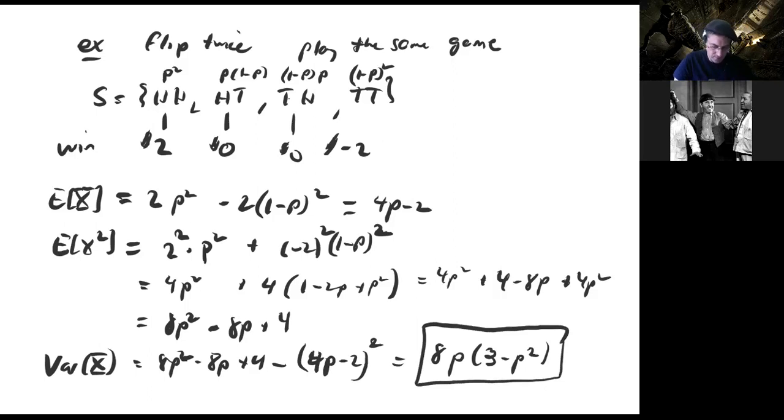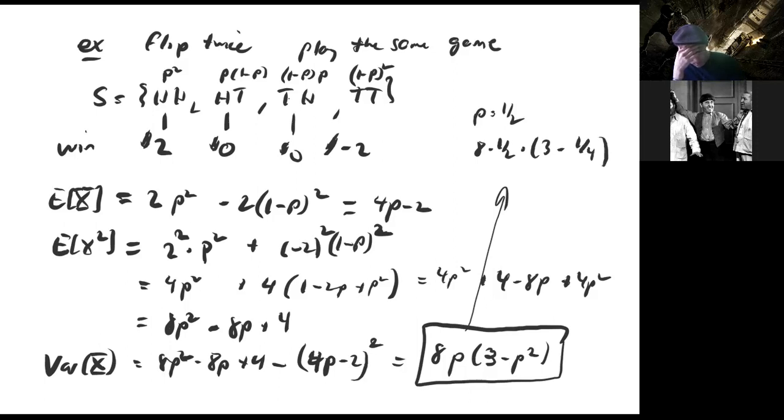So for example, in the case of a fair coin, if P equals a half, the variance of this game should give you 8 times 1/2 times 3 minus a quarter. And what's that? That's 4 times 11 quarters, if I did this right. So that would be the value of the variance in that case.